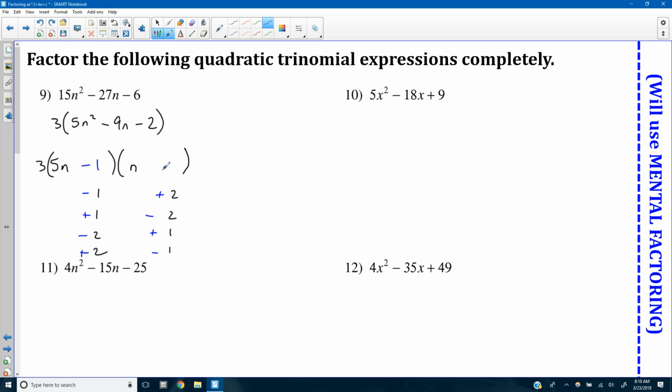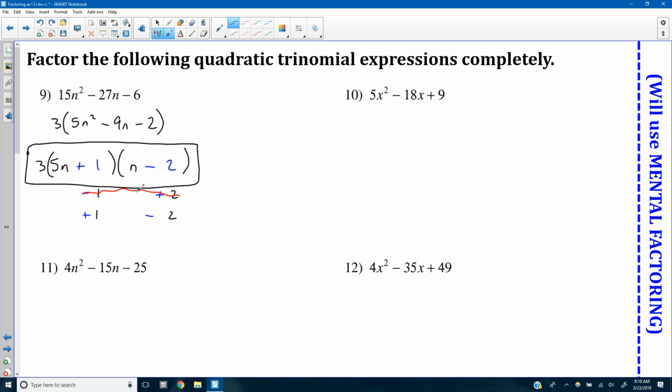So let's try 5n minus 1 times n plus 2. That would be 10n minus 1n. That's 9n, a positive 9n. So that's the wrong answer, but it is the reverse of the correct answer, as I talked about before. If that's a positive 9n, then this one here will give me negative 9n. So let's switch these out. This one was wrong, but this one here, let's try a positive 1 and a negative 2. 5n times negative 2 is negative 10n. This will be plus 1n, which is negative 9n. That is your answer. I'm done. I've solved it. Don't have to do anything else.